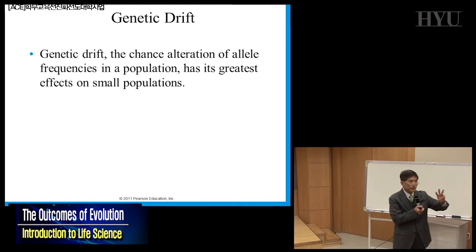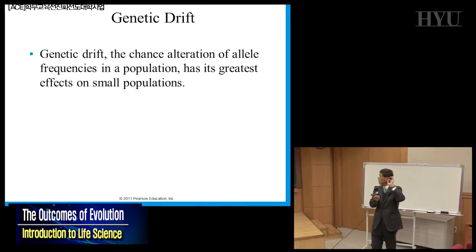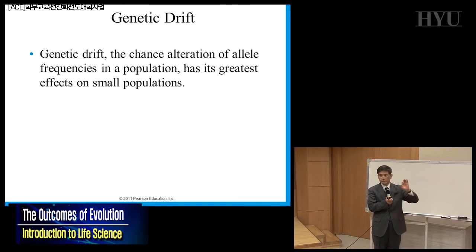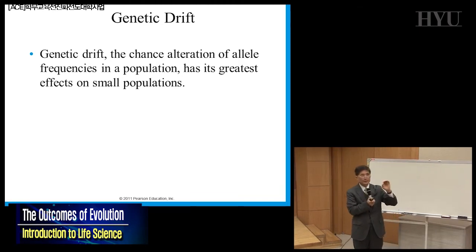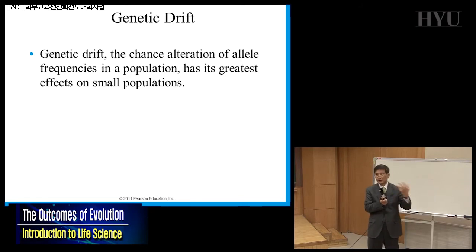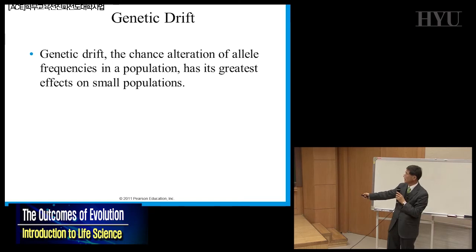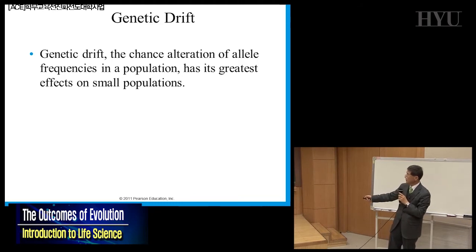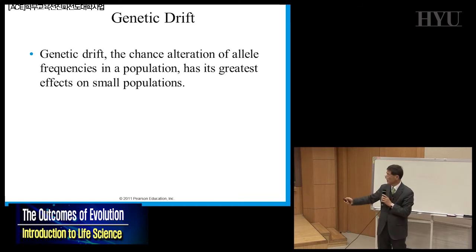The third one is a little bit tricky. Genetic drift. What is drift? Drifting means, in Korean, floating adrift. There's no directionality. It's just drifting away. It's by random, by chance. So we'll see what genetic drift is. Genetic drift is the alteration of allele frequency in a population by chance, and it has its greatest effect on small populations. The key concept is that this is effective when the population is small.